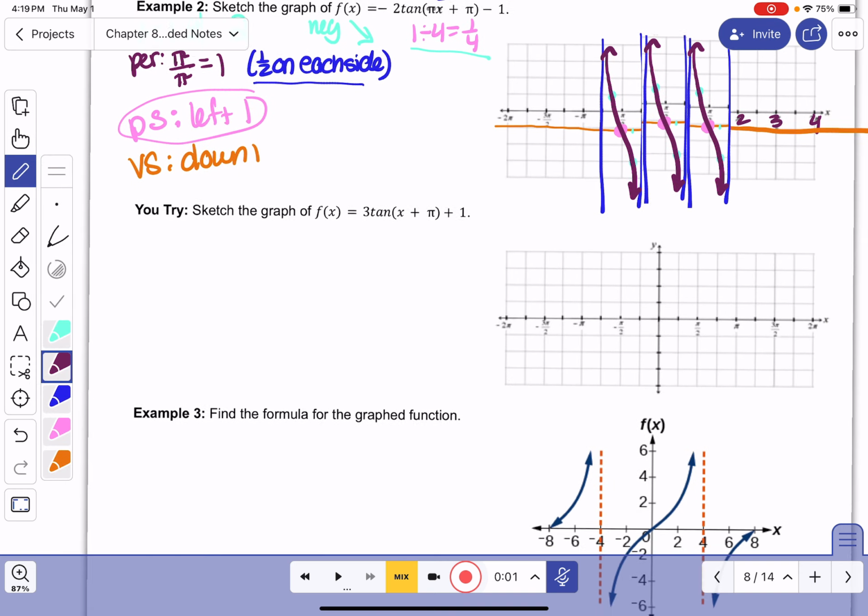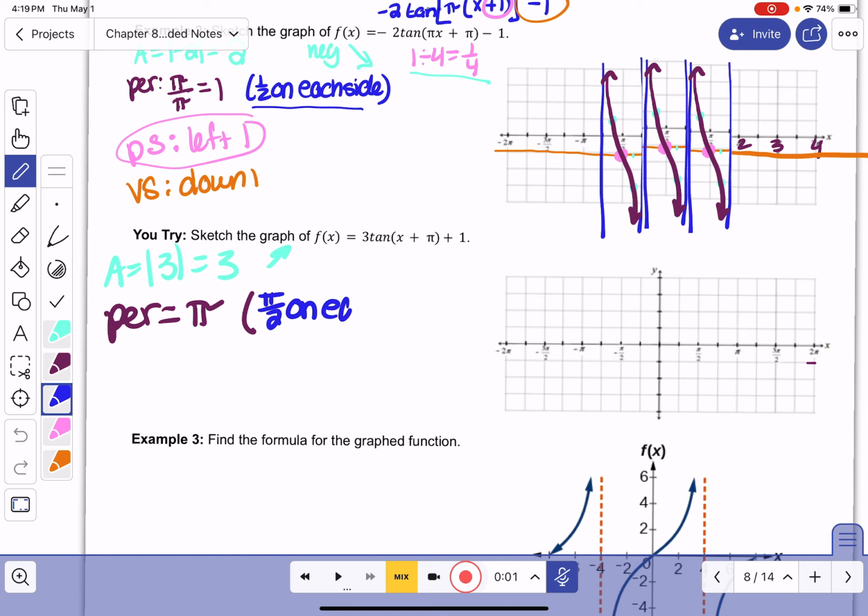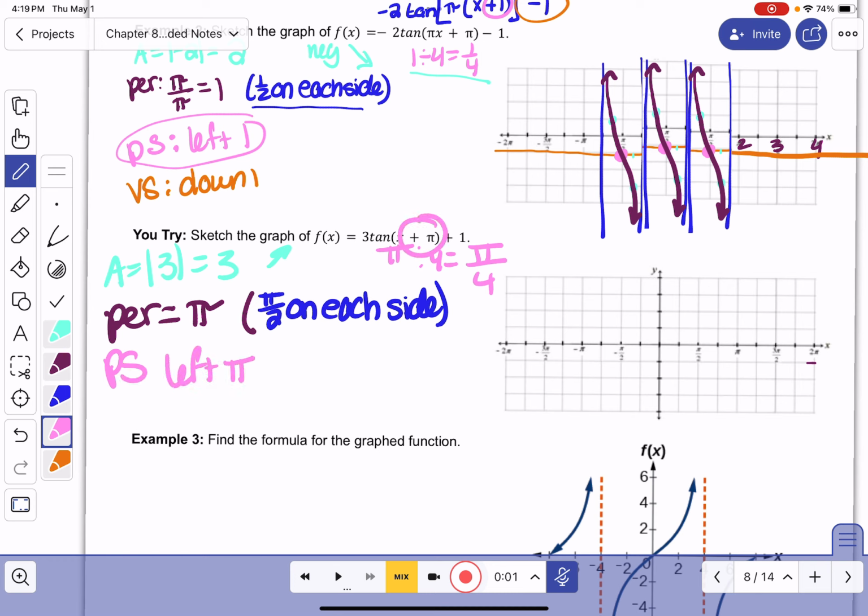All right, so why don't you go ahead and try the other one. Pause the video, see how you do. Amplitude is 3. It's positive, so we're going to go up. There's nothing in front of the x, so that means our period is going to be pi. So I'm going to leave these symbols, which means we're going to have pi over 2 on each side. And pi divided by 4 is pi over 4. Our phase shift is left pi. And our vertical shift is up 1.